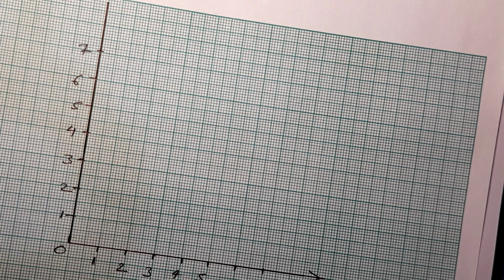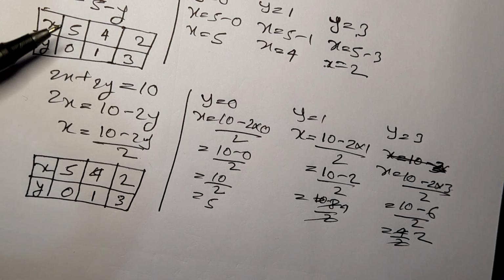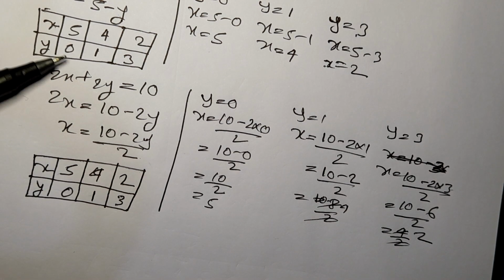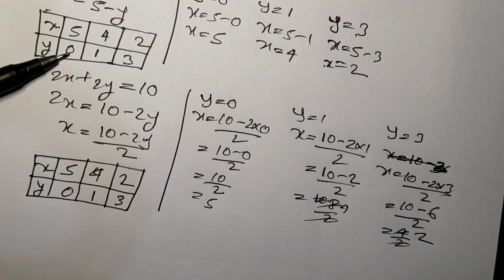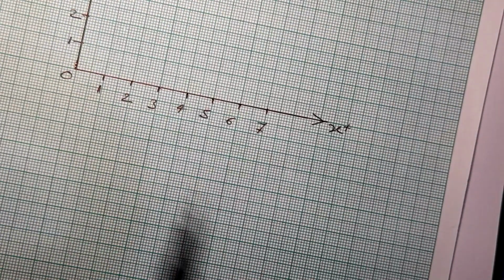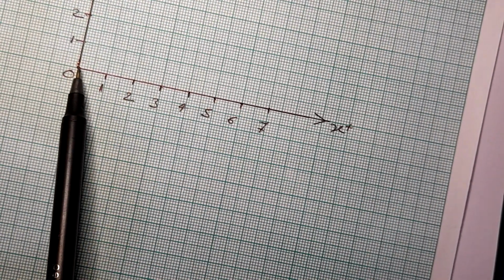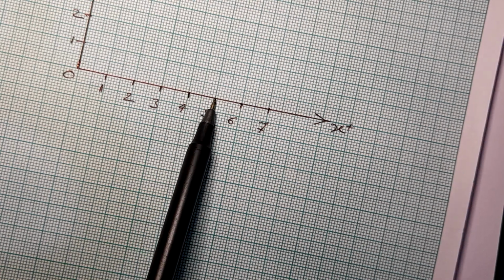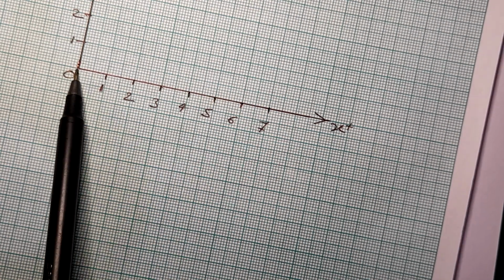Now we have to plot the values of x and y. So for the first line, x is 5, y is 0. For this, first go to the x up to 5. So x is 5 here and y is 0. x 0, y 0 is here.